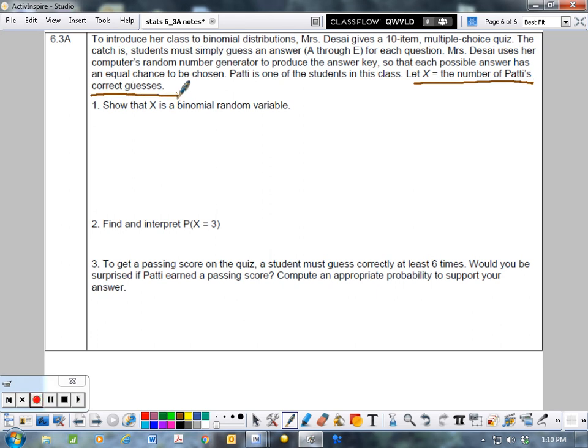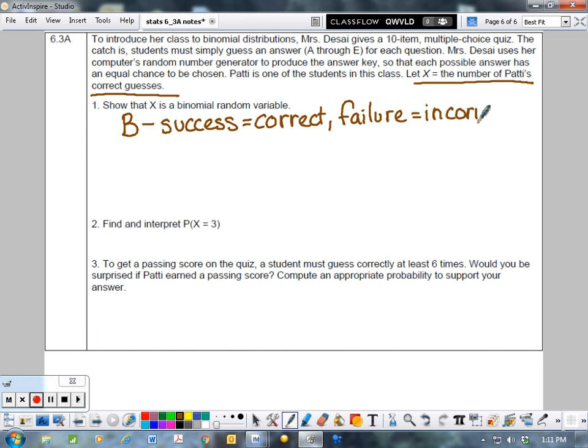So let's go ahead and make sure that this is a binomial random variable. So B, is it binary? So my success means I get it correct. A failure would be incorrect. Independent. Does getting one question wrong affect me getting the next question wrong? Because these are totally random and all of that. These are truly independent. It's a random assignment. It assures independence.